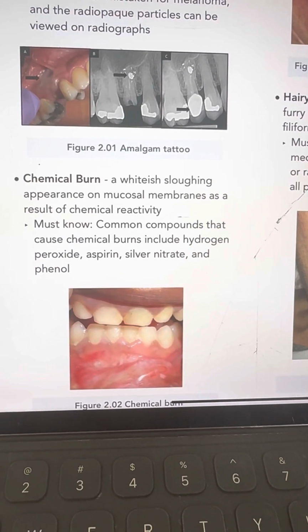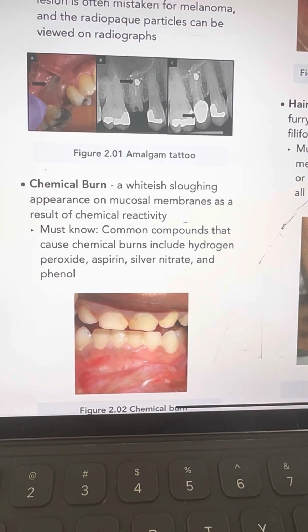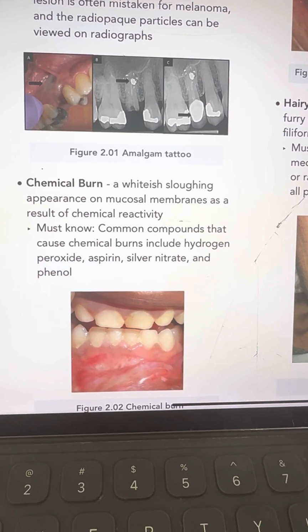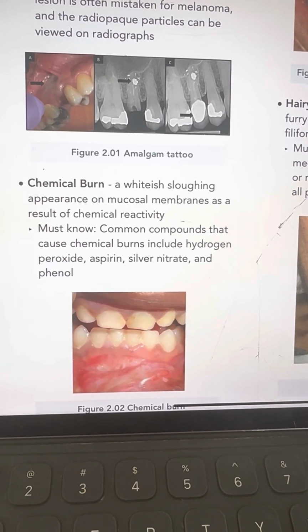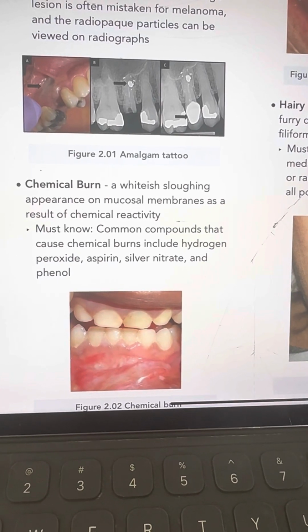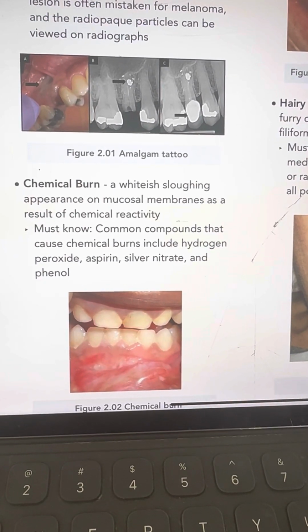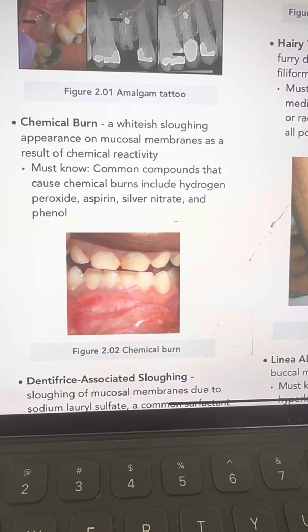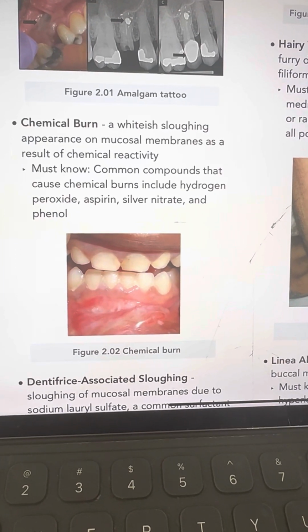Chemical burn: a whitish sloughing appearance on the mucosal membranes as a result of chemical reactivity. Must know: common compounds that cause chemical burns include hydrogen peroxide, aspirin, silver nitrate, and phenol. Chemical burn.